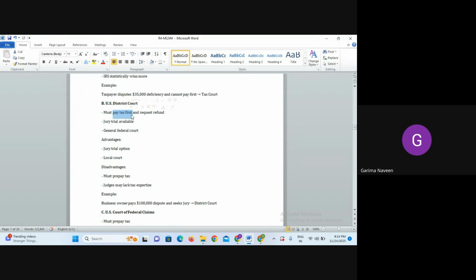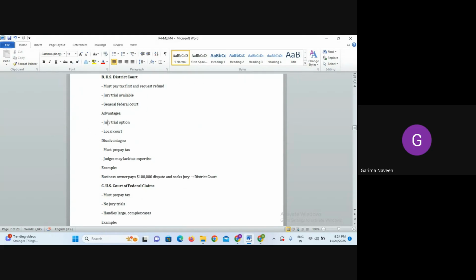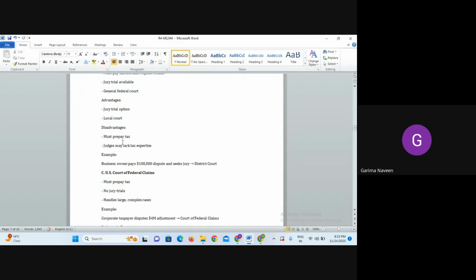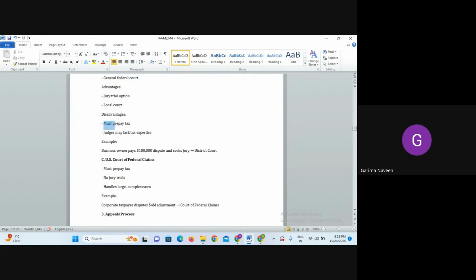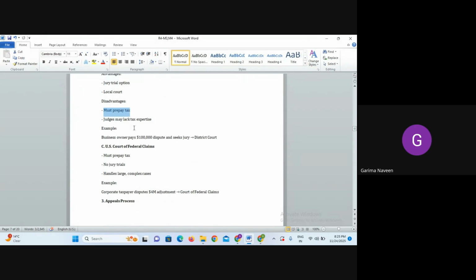Here, you have to pay first and then request for refund. This is a general federal court. Advantages are that you can have jury trial option here. You can take your cases related to your state and local taxes. Disadvantage is that you have to prepay the amount and then you may ask for the refund. And here the judges are not very expert, so they may lack tax expertise also.